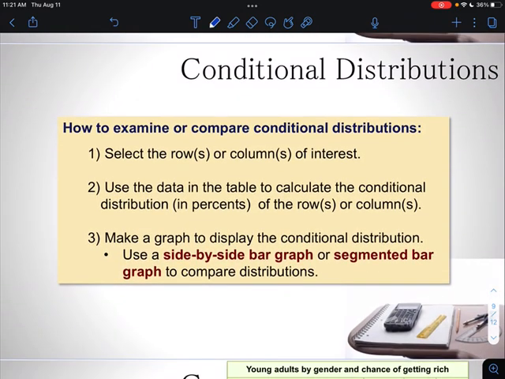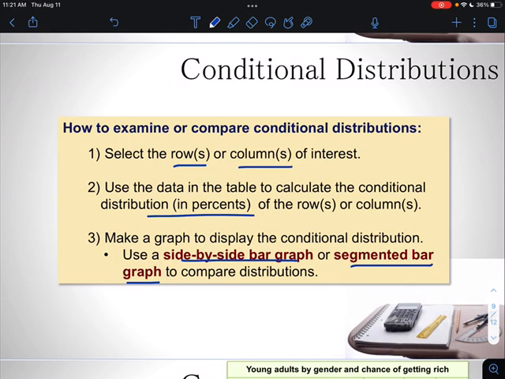Now, with these conditional distributions, what they allow us to do is compare and determine if there are associations or relationships between variables. So if I'm going to compare conditional distributions, the first and most important part is selecting the correct rows or columns of interest. So understanding which variable it is we're looking at for the distribution, and then what's the condition on the other one that we have to account for. We use the data in the table to calculate the conditional distribution in percents, just like we did up above. We make a graph of the display, and in this case, we're going to use either a side-by-side bar graph or what we call a segmented bar graph, and I'll try to show you an example of each one.